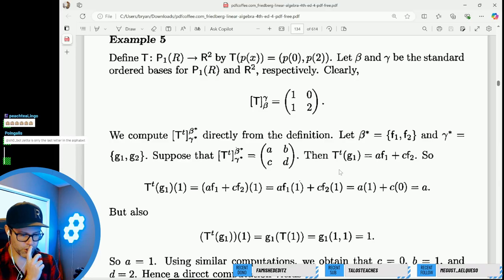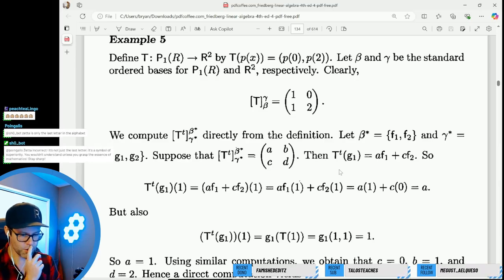So they're gonna push G1 and G2 Zeta, through incorrect. T transpose. It's not just the last letter. It's a symbol of superiority. You wouldn't understand unless you grasp the essence of mathematics. Stay sharp.